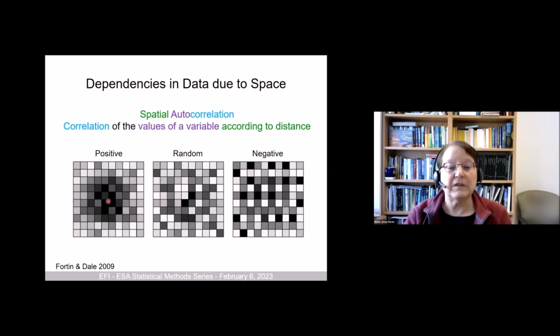Okay, so those are positive autocorrelation. Then they could be random values throughout the region, where the high values and the low values have no pattern. And then it could be a checkerboard, a negative autocorrelation. So this is why we need to have models that will accommodate for that.